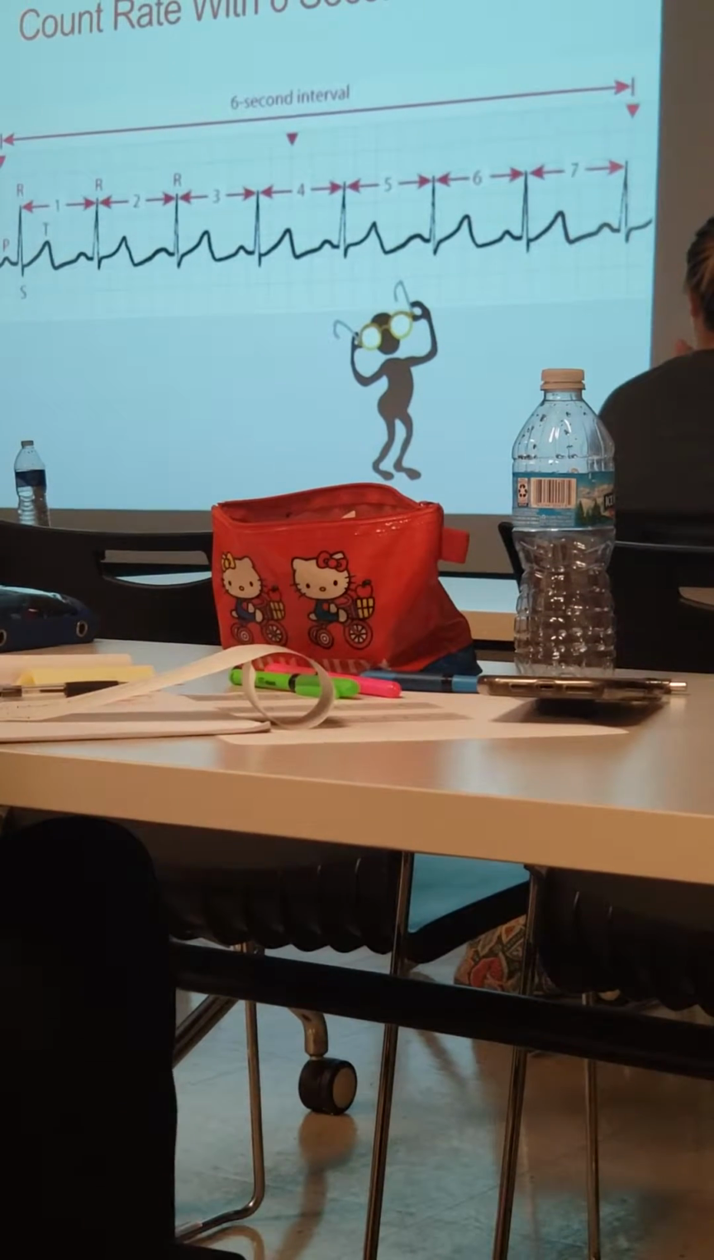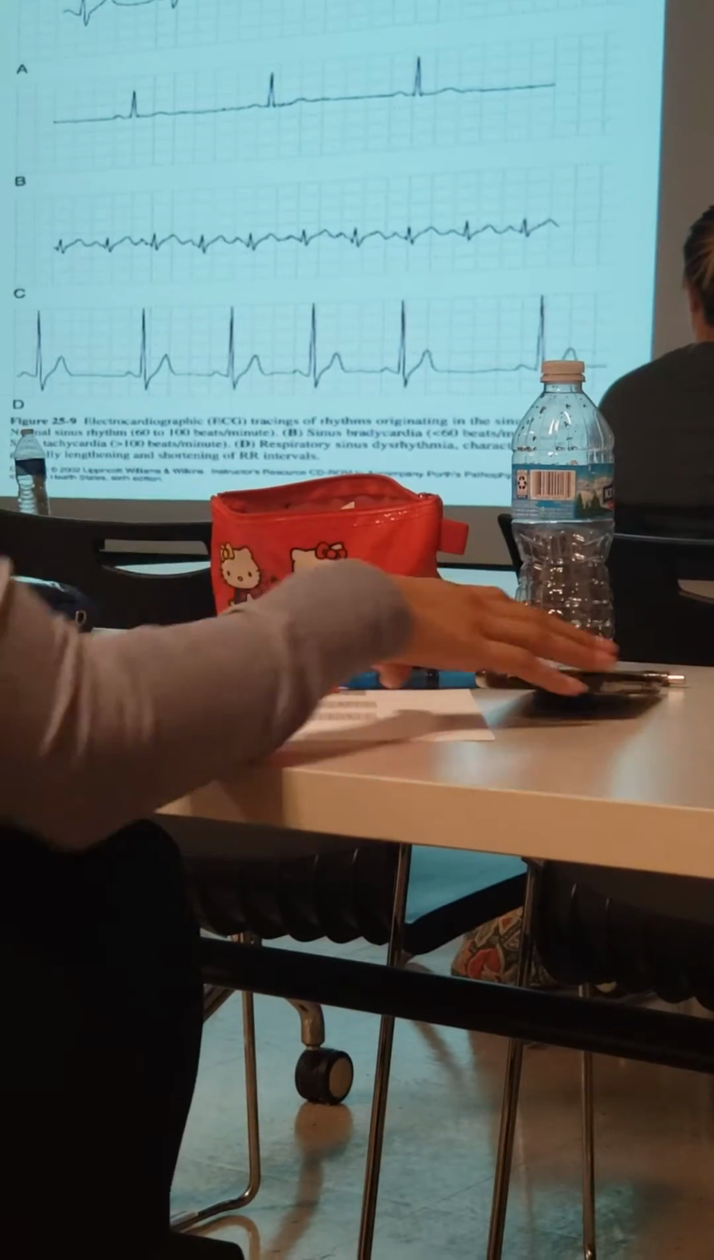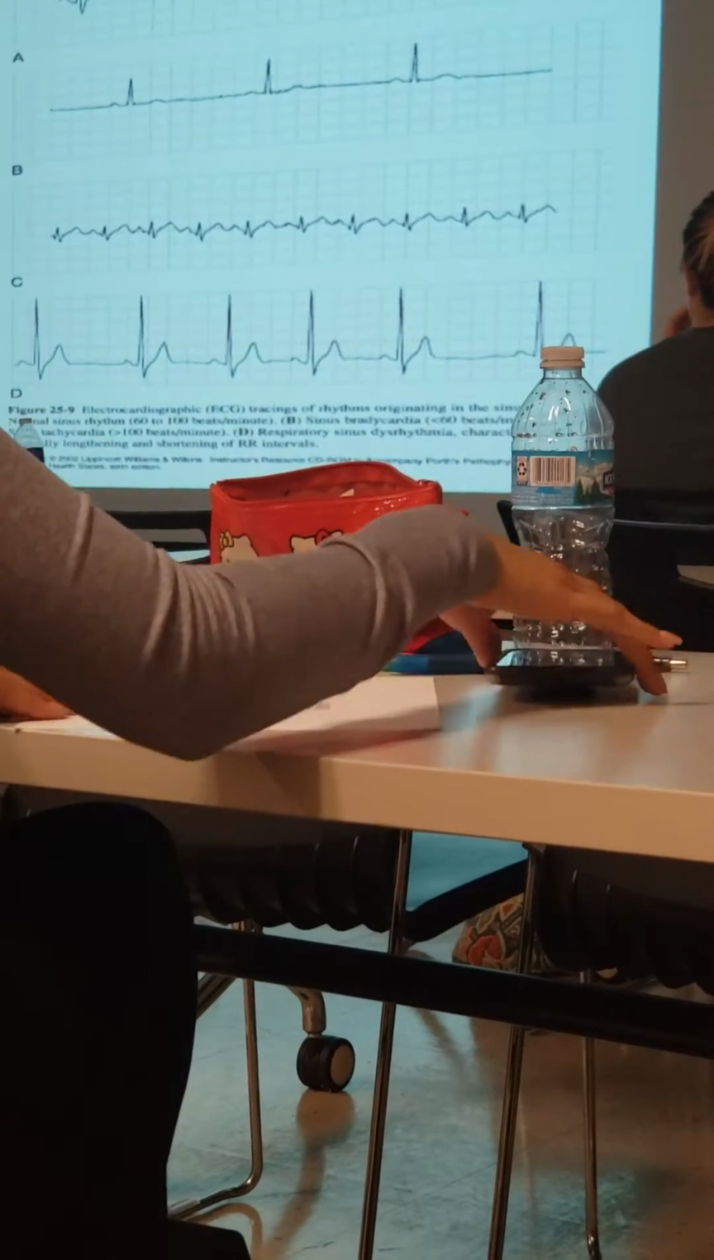All right, so I gave you a piece of paper that looks like this, and it has some dysrhythmias on it. So the first one, for A, tell me what the rate is.